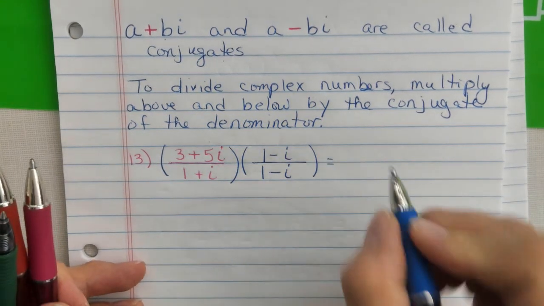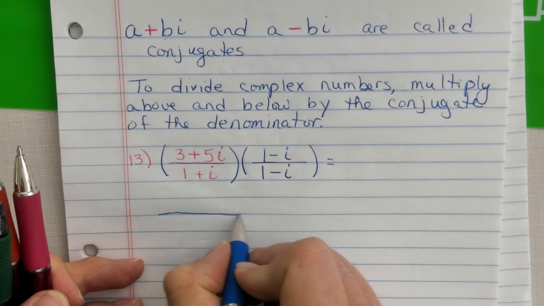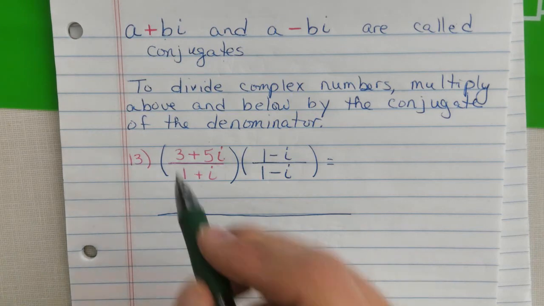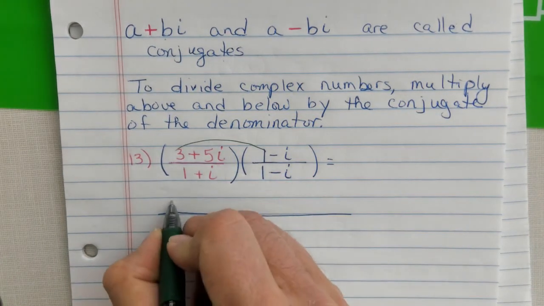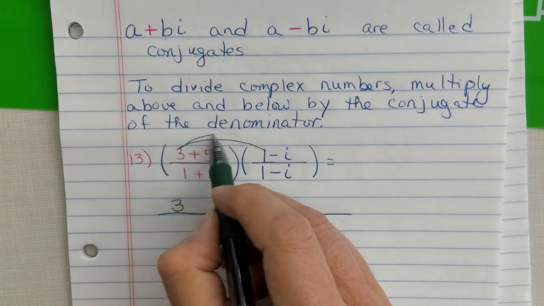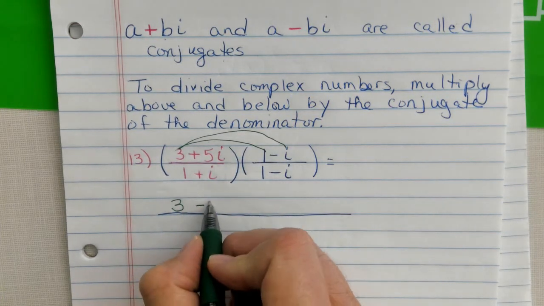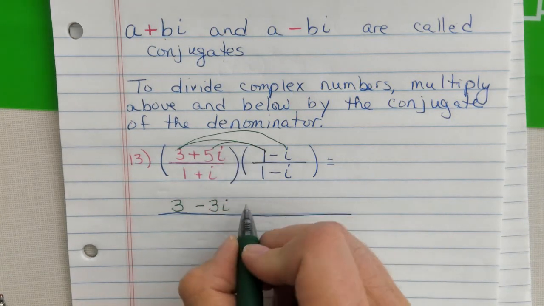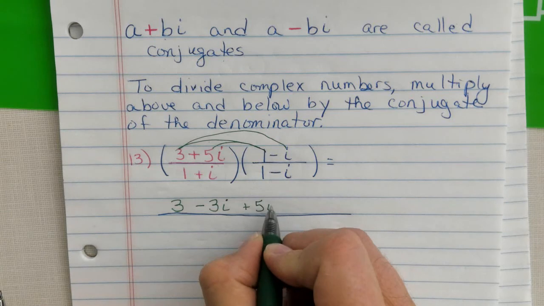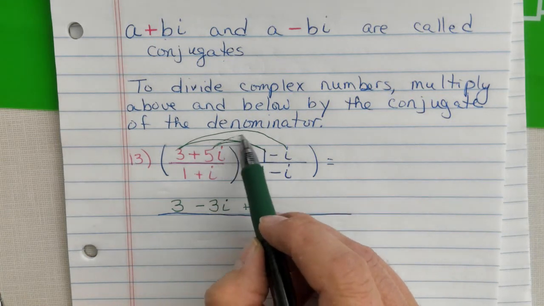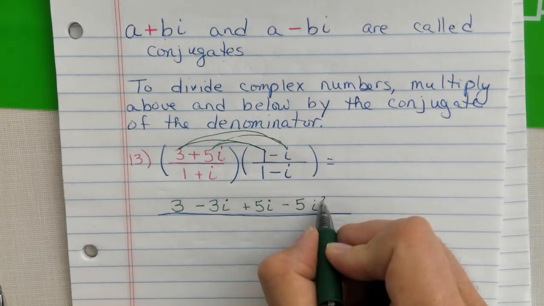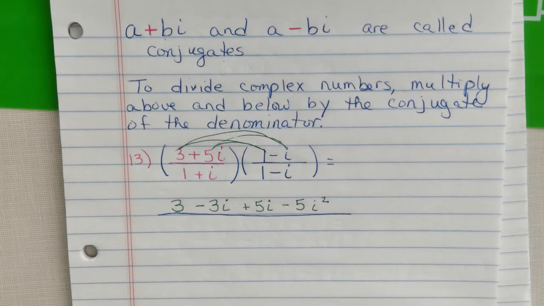Now let me start. I think I'll come down here and do it. FOILing the top first. We'd have a 3. Then a minus 3i. A plus 5i. And is that going to be a minus 5i squared?